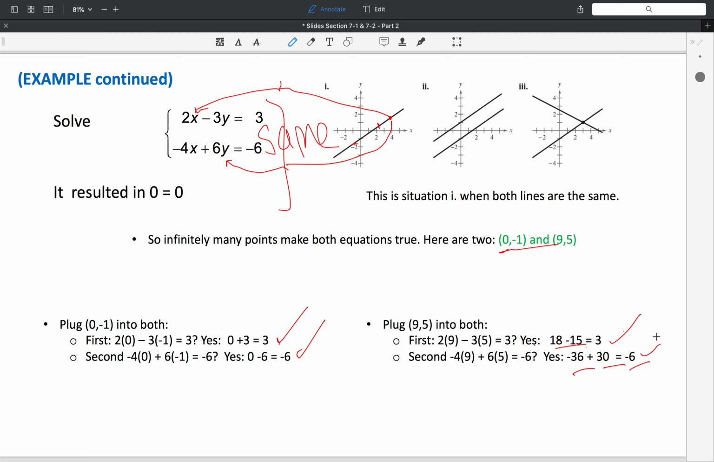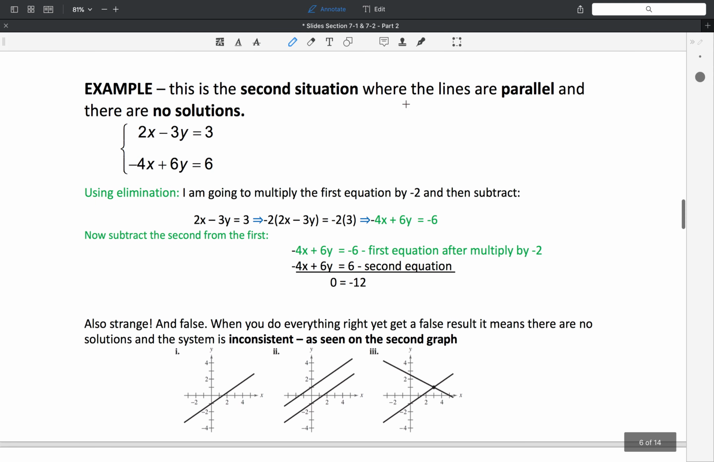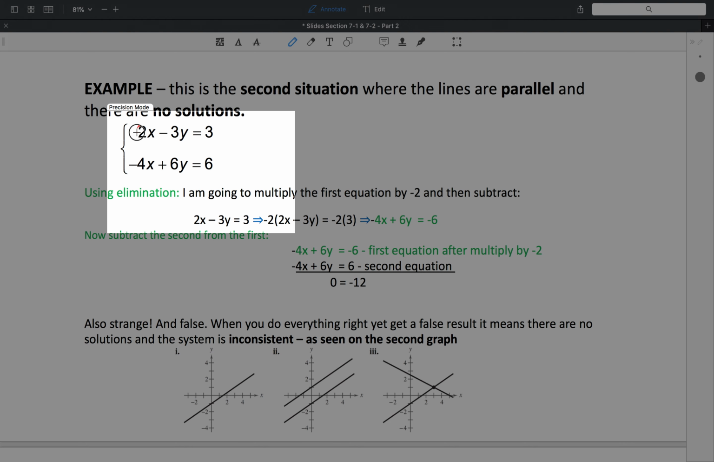So, again, you could take any point on the line and you'll see the same thing happens. Okay, so now we go to the second situation where the lines are parallel. And again, this will come out when you do the work. So we're going to go here. Now I notice the same situation here.